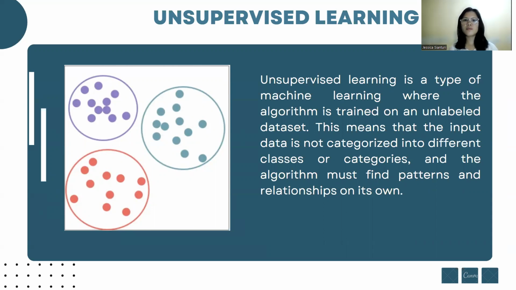The examples of unsupervised learning include clustering, anomaly detection, and dimensionality reduction. In each of these cases, the algorithm is given a set of unlabeled data and must identify patterns and relationships without any prior knowledge of the data. Unsupervised learning is particularly useful for finding hidden structure and relationships in large datasets.